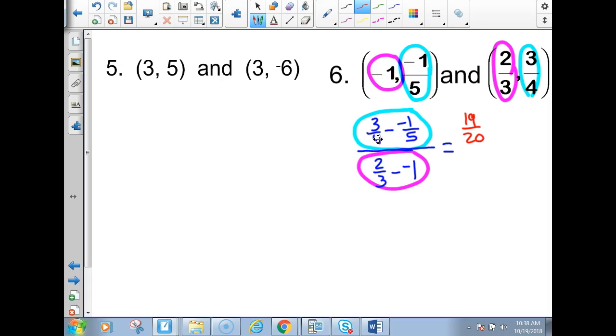Remember I said we'd have to get a common denominator of 20? You would have done this. Multiply top and bottom by 5. That would have given me 15 over 20. This would be plus, because you subtract a negative. You would have multiplied this one by 4 over 4, and that would have given you 4/20. Now you see where the 19/20 comes from? 15 plus 4, 19/20.